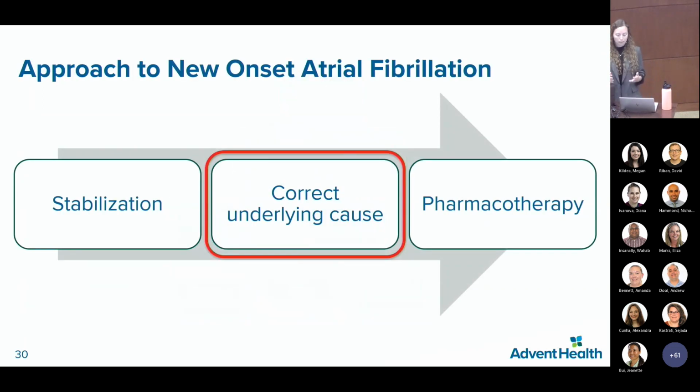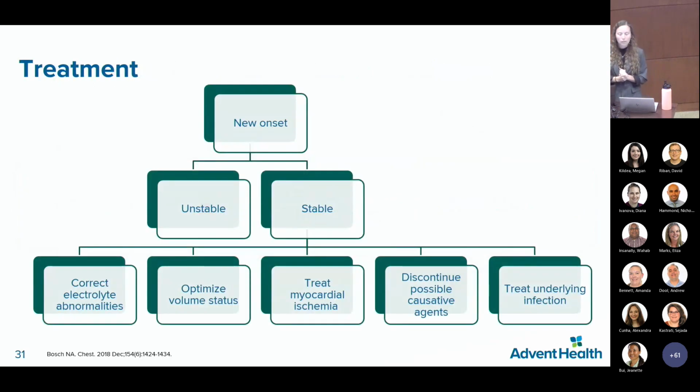Once we have our patients stabilized, correction of potential underlying causes of the new onset AFib should be attempted. So let's think back to our potential causes of atrial remodeling and those triggers that we discussed at the beginning of the presentation to help us better understand the underlying cause, what it might be in these patients.